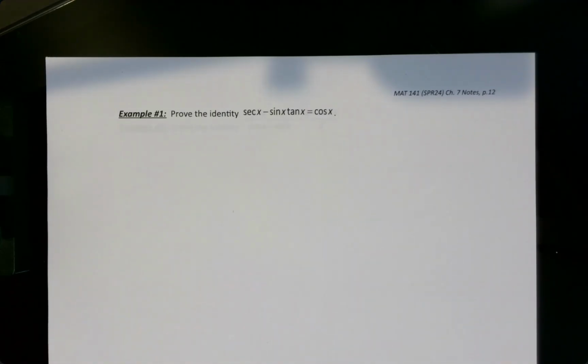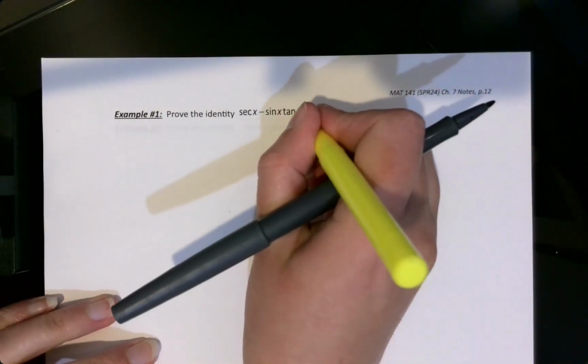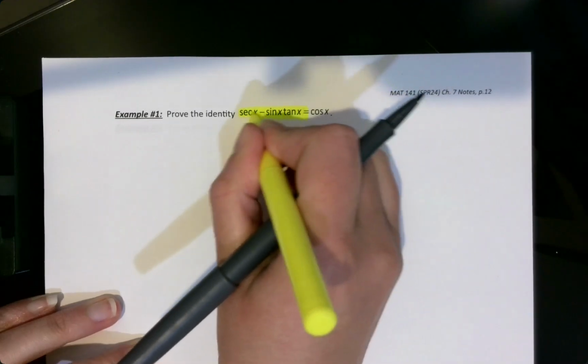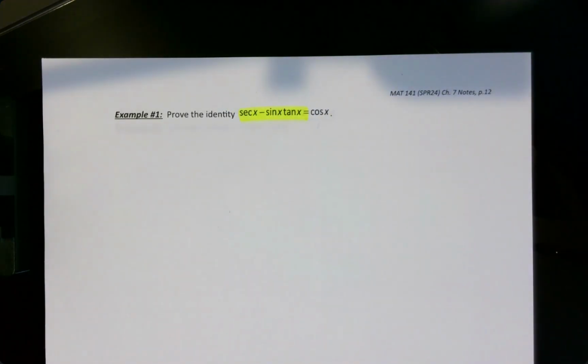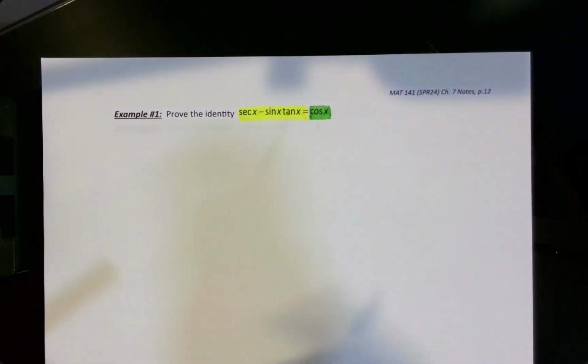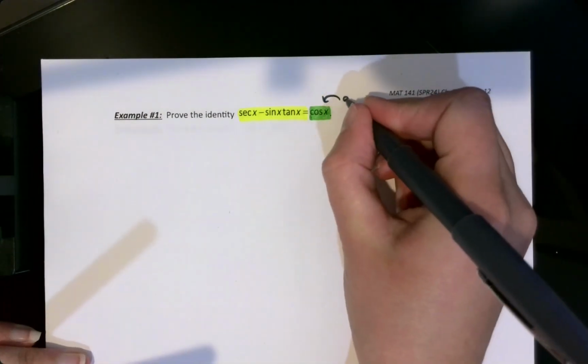Okay, so in this first identity to prove here, I look at it, I see I've got secant of x minus sine of x times the tangent of x, and it's equal to cosine of x. So I'm going to figure out which side to work on, and I want to pick the side that's more complicated. So we're going to work on that left-hand side in this one. And then the goal, the thing that I'm going to try to get that left-hand side equal to, is going to be cosine of x, right? That's going to be my goal.